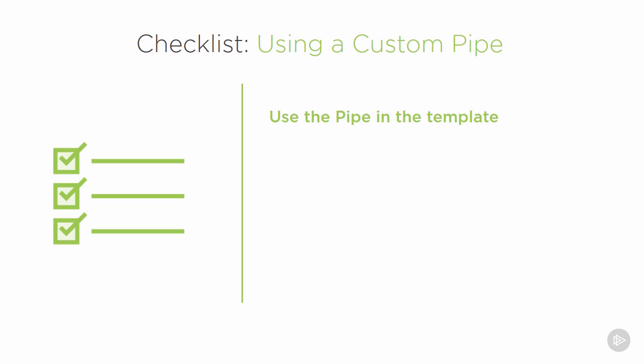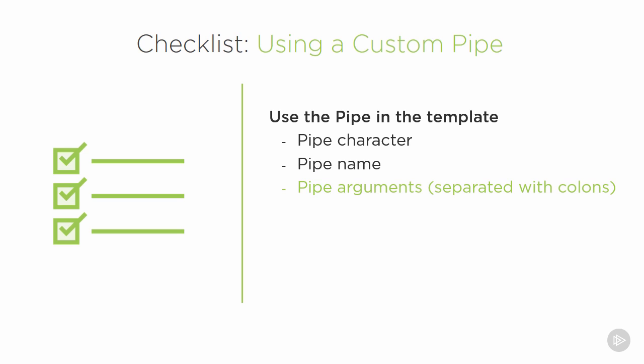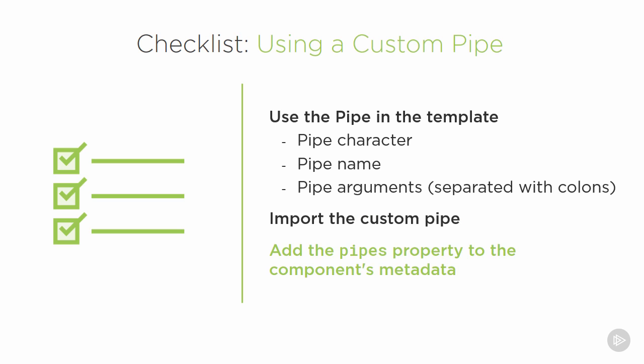We can use a custom pipe in any template anywhere we can specify a pipe. Immediately after the property to transform, type a pipe character, specify the pipe name, and enter the pipe arguments, if any, separated by colons. In the template's component, import the pipe. In the metadata, add the pipes property and provide an array defining the custom pipes used in the template.